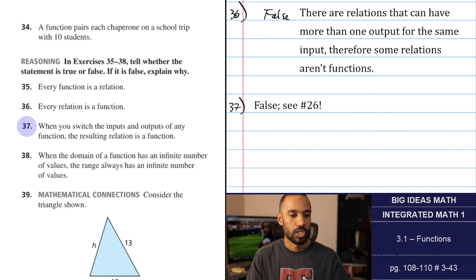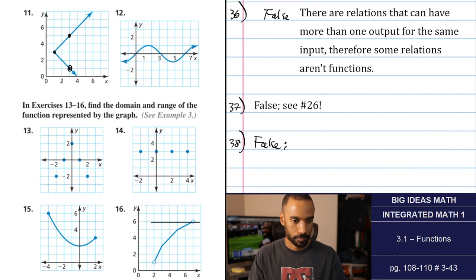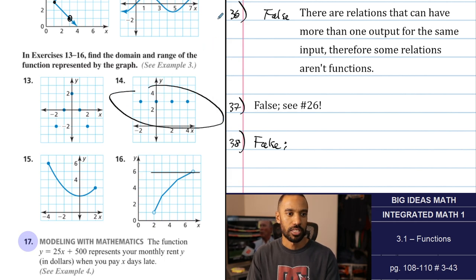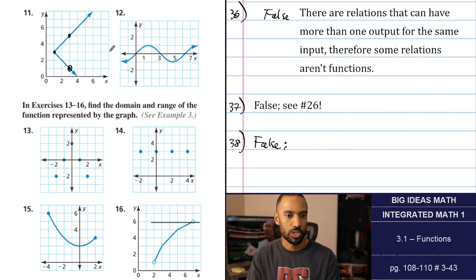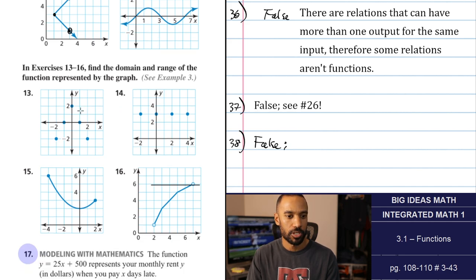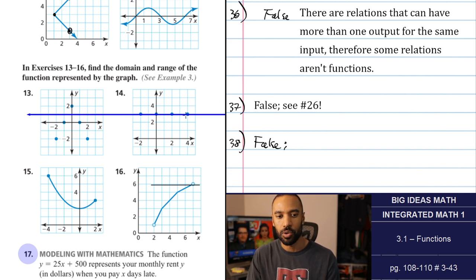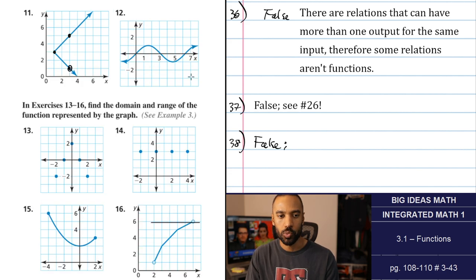Number 38, when the domain of a function has an infinite number of values, the range always has an infinite number of values. Now this is a case where I'm not going to say see number whatever, but do you remember the one that had, it was this one, number 14? Let's say number 14, or this one right here, because this one seems to oscillate, number 12 might be even better. But on number 14, imagine that this was a flat line that went across the entirety of this domain. X goes from negative to positive infinity, but this Y value always stays as 3. It never changes.